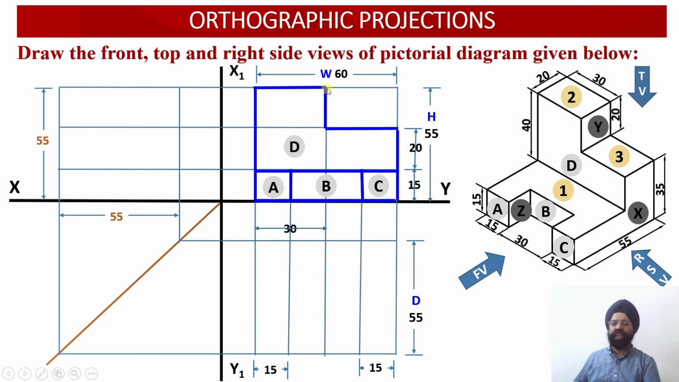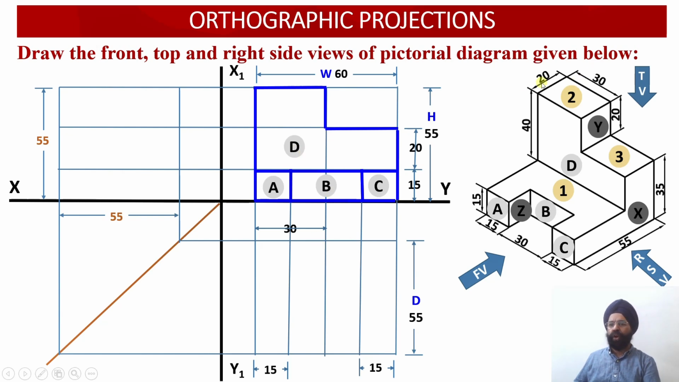And since all these 4 surfaces happen to be parallel to the vertical plane, the projections of these 4 surfaces, as they are obtained on the vertical plane in the front view, represent the true shape of these surfaces. So the front view has been completed. Now let us start with the top view projections.